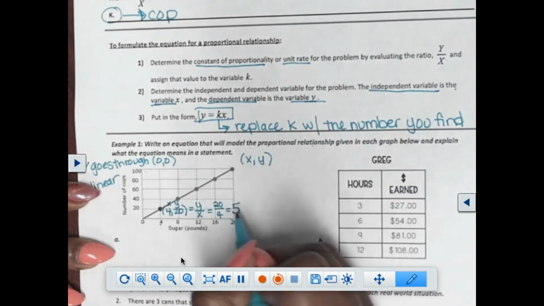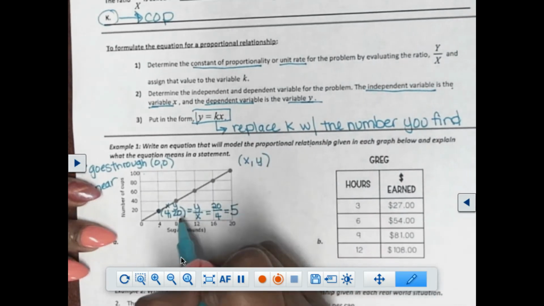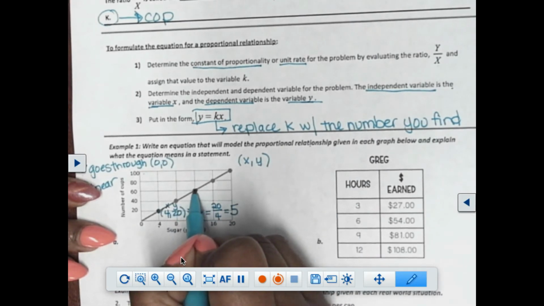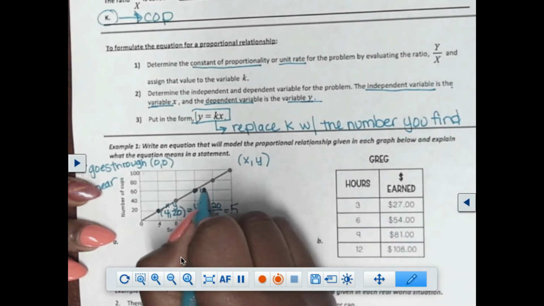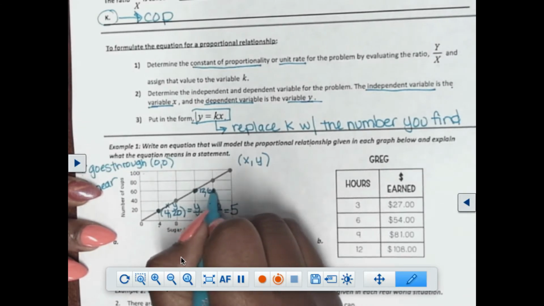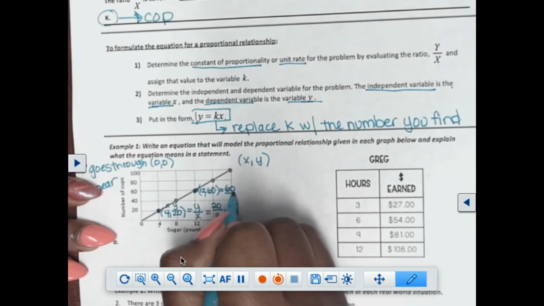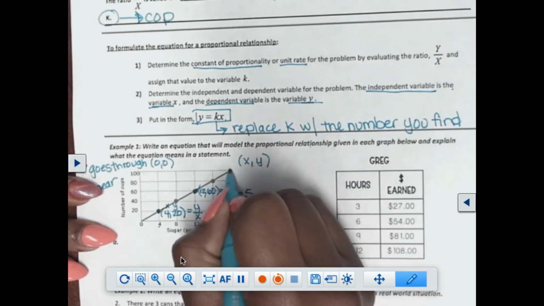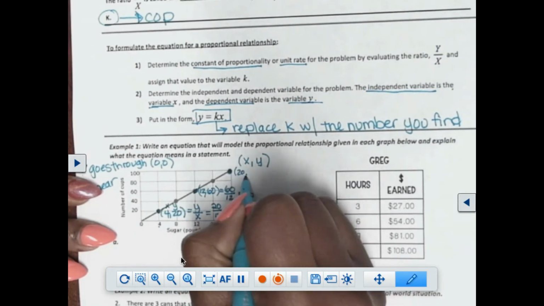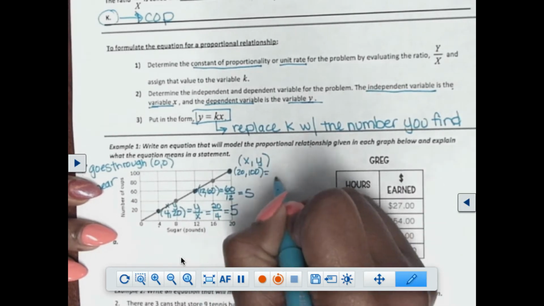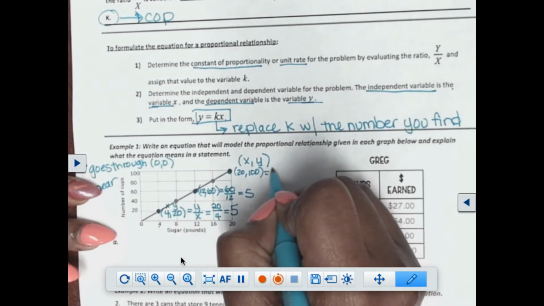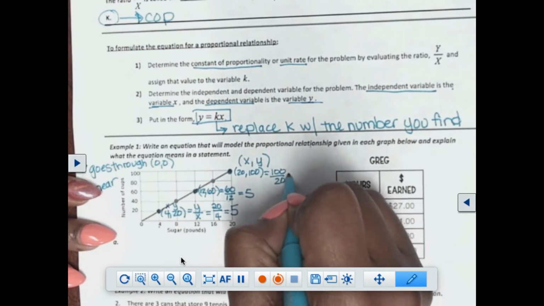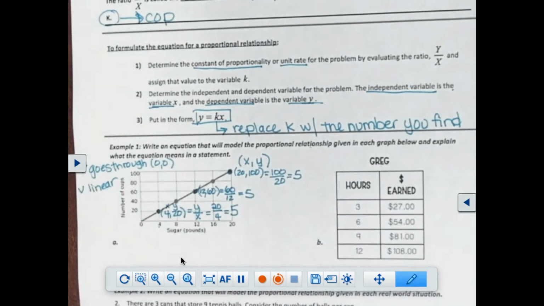That is 5, okay? And then if I do, well, this one is a little tight, but if I do this point right here, this is 12 comma 60. So then 60 divided by 12 is 5. And if I do this top point right here, that's 20 comma 100. So this is, I'm sorry, 100 over 20, which equals 5. Now, we know that this graph is proportional. I'm double checking by doing 3 points, but once you realize that the graph is proportional, all you have to do is pull 1 point, okay?